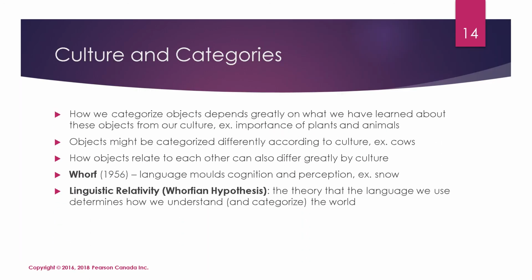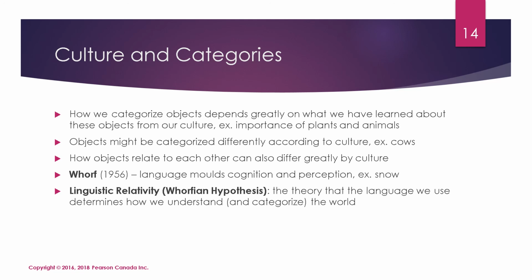And finally, with respect to culture and categories, how we categorize our objects depends greatly on what we have learned about these objects from our culture. For example, the importance of plants and animals can vary from culture to culture. Objects might be categorized differently according to their culture. For example, an animal like a cow in our culture is typically considered a food source, but in other cultures it is actually considered to be a very sacred animal, so they would not categorize it as anything to do with food. How objects relate to each other can also differ greatly by culture, so I'll show you an example of that on the next slide.